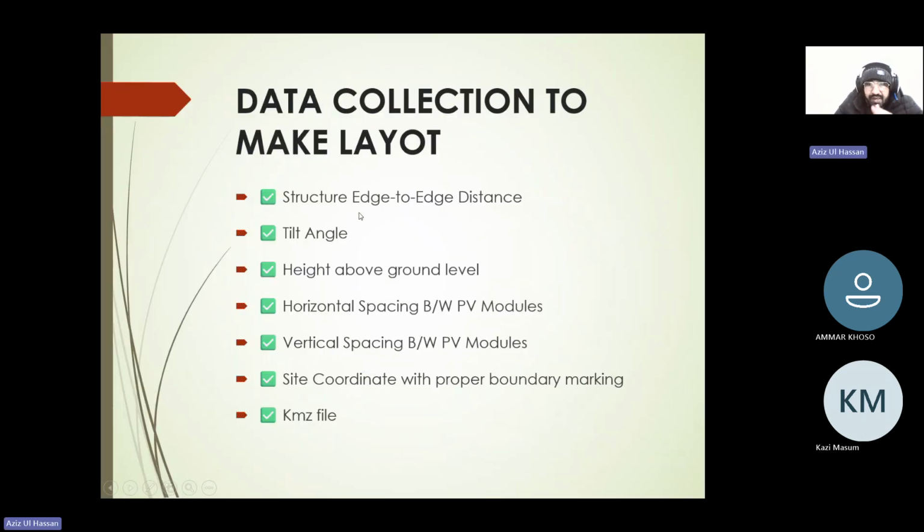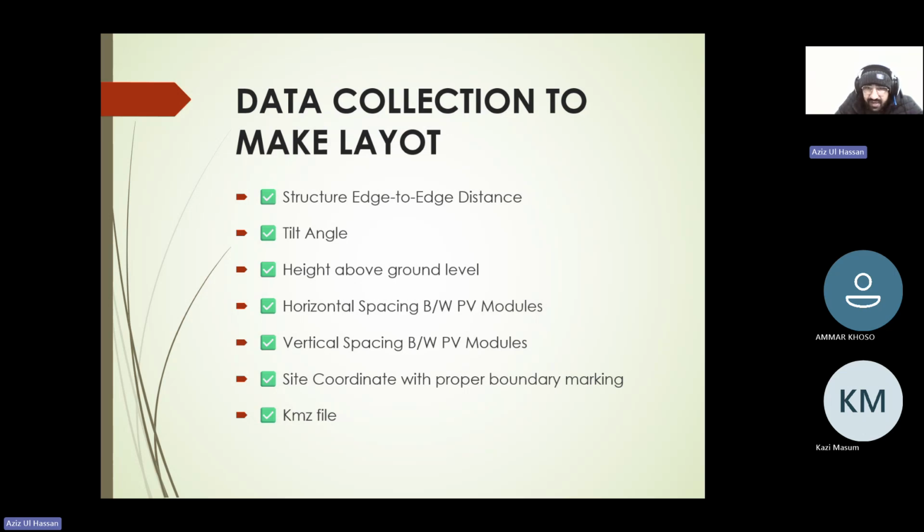And then structure edge to edge distance, in between. I will explain these in the AutoCAD lectures. Then the tilt angle, mostly you know the tilt angle of the PV module. Height above the ground is the lower edge of the tilted PV module to the ground. Then horizontal spacing between PV modules. I will explain these in the AutoCAD lecture.